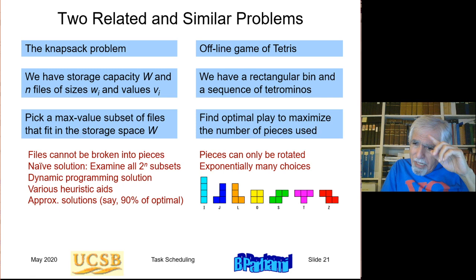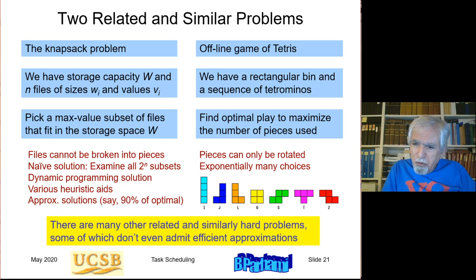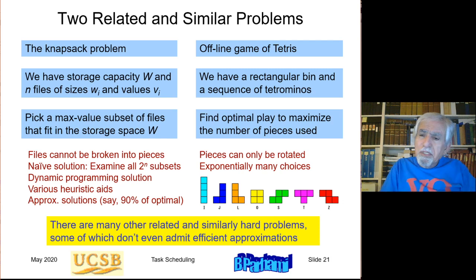Also in Tetris, there are exponentially many choices because for each piece you have various rotations. And then if you consider 10 pieces in a row, each of them having several rotations, let's say 3 rotations, then you have 3 to the power 10 possible choices for 10 pieces. And if you have hundreds of pieces, then the number of choices will be even larger.